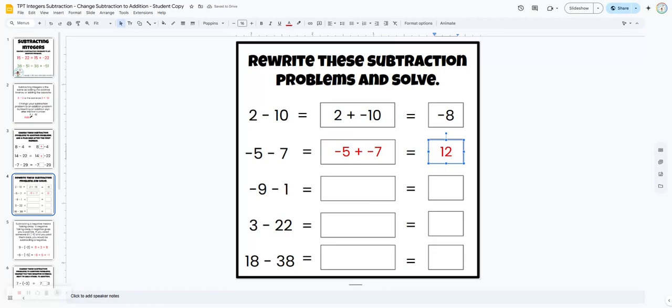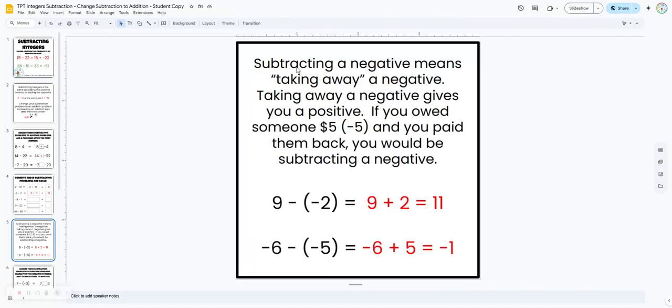So they can see that once they've changed it to an addition problem, it's fairly easy. They've already done addition of integers. And they're going to finish that slide. Now when we subtract a negative, it's the same as taking away a negative. So taking away a negative gives you a positive, or you're moving in a positive direction.